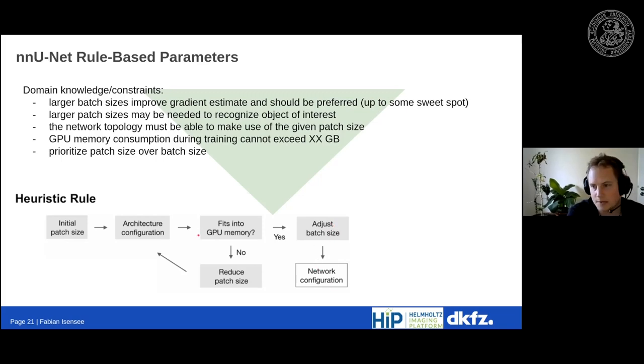But most often the answer is going to be, no, this definitely doesn't fit your GPU size, so we need to reduce the patch size. Because we've reduced the patch size, we need to redo the architecture configuration. Again, ask the question, hey, does it fit now? And we run through this loop as often as we need in order to finally get a yes. And since we ran through this loop, we most likely don't have any GPU memory headroom available. So the batch size will remain at 2 and we are done. So this is an example of rule-based parameters in nnU-Net.